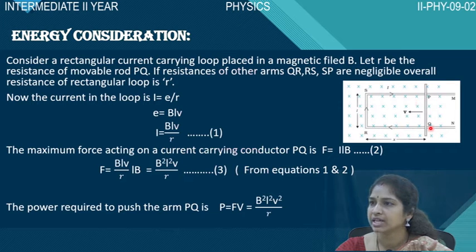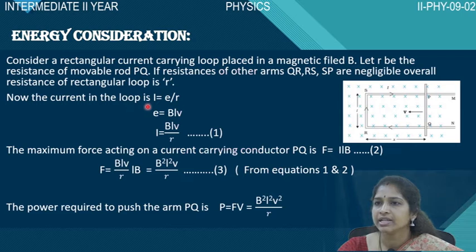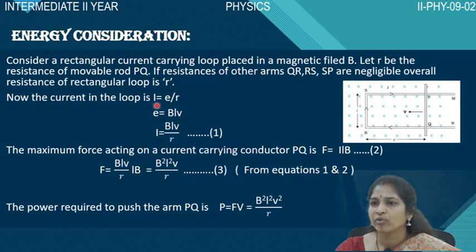Only the resistance of this PQ is considerable. So the resistance of this rectangular conductor is R, we can say. And in the current electricity chapter, we have discussed that I is V by R. And here the EMF acts like V. So we can write I equals E by R.